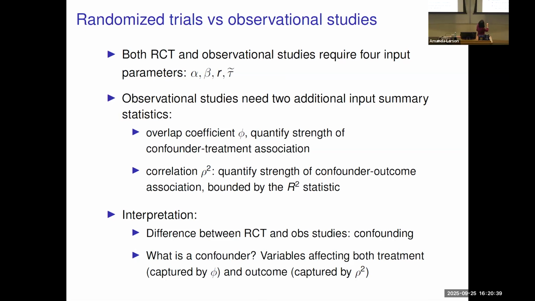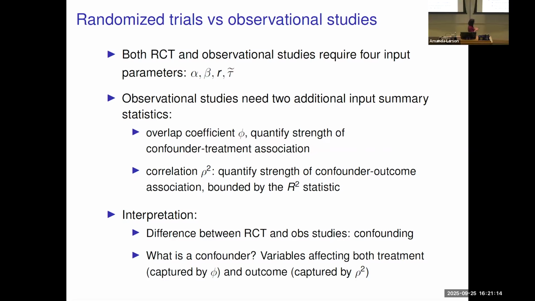Okay, so to get all of this together: it turned out that both RCT and observational study require the input parameters alpha, beta, R, and the standardized sample size, effect size. That is just standard. But in order to do an observational study, you don't need too much more. You only need two additional input summary statistics. One is the overlap coefficient, which quantifies the strength of the confounder treatment association. As phi goes smaller, sample size will increase. You can prove that, but we think you don't need to prove that here. The other is a correlation.